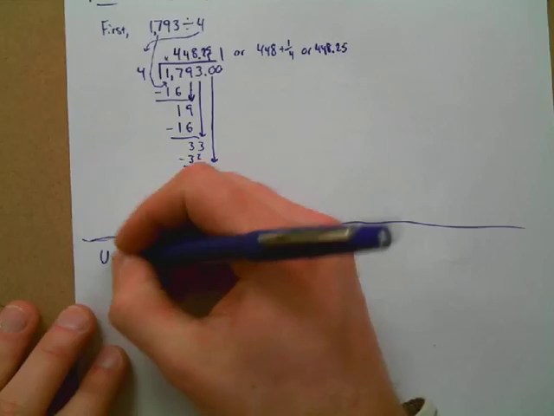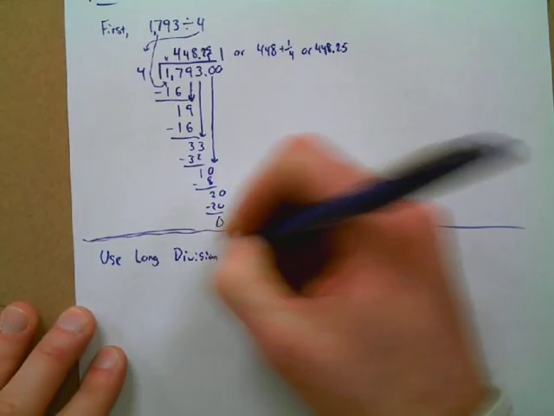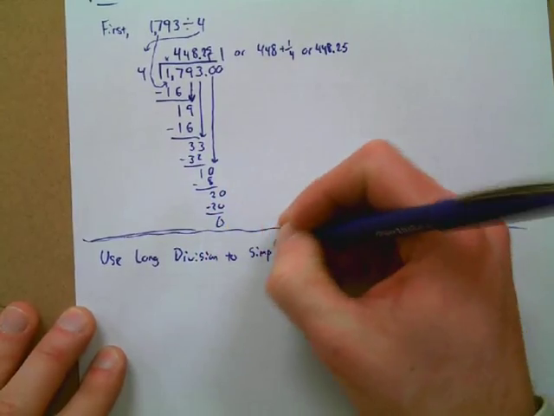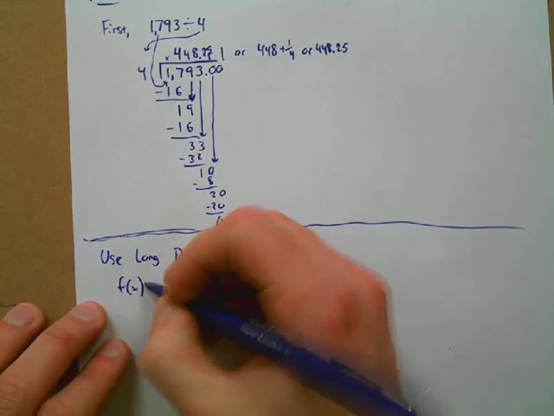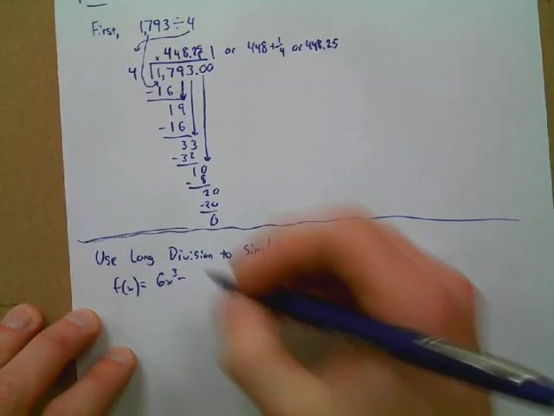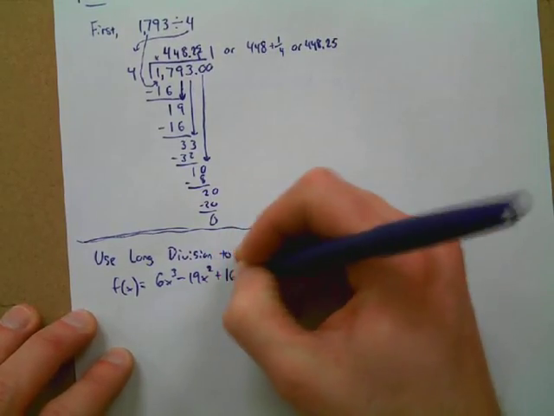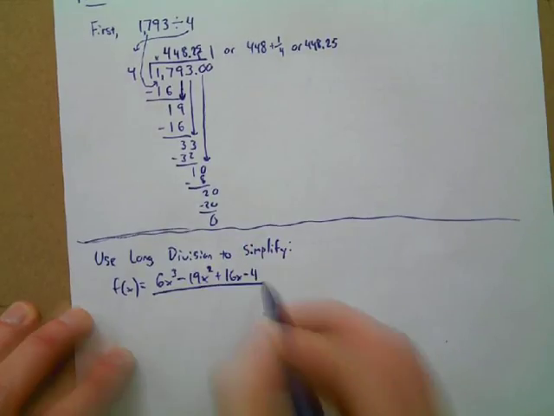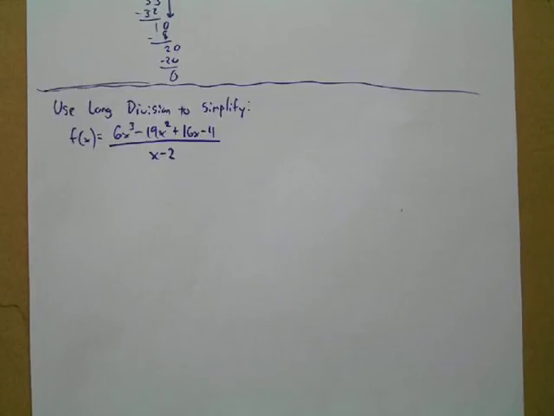Let's now use long division to simplify f of x equals 6x cubed minus 19x squared plus 16x minus 4, and we'll put that all over x minus 2. So now we're going to use long division on a polynomial.